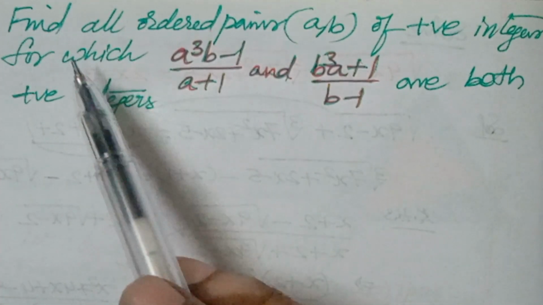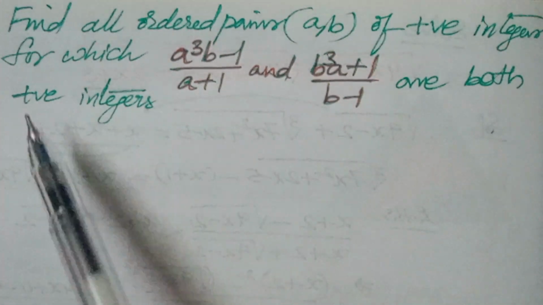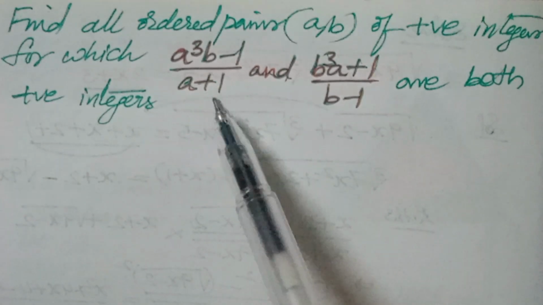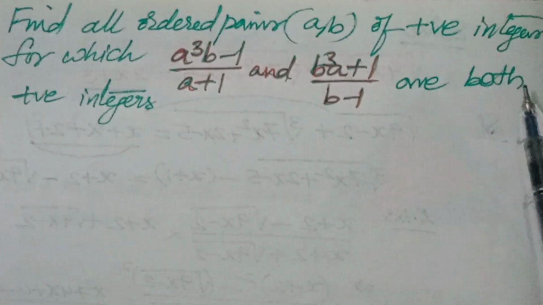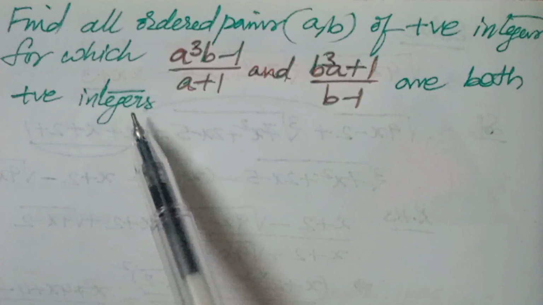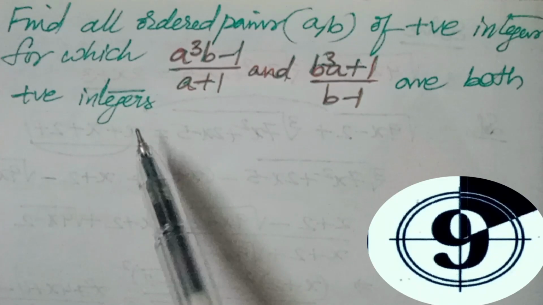Today we are looking at a math Olympiad problem. Find all the ordered pairs (a, b) of positive integers for which (a³b − 1)/(a + 1) and (b³a + 1)/(b − 1) are both positive integers. As you are going to solve this problem, pause the video for 10 seconds and try to solve it.